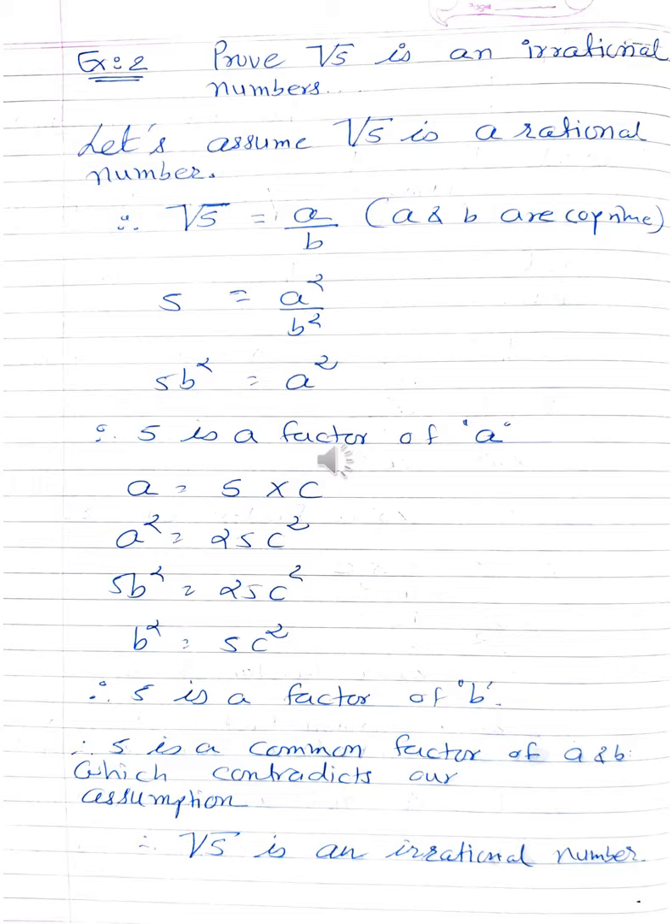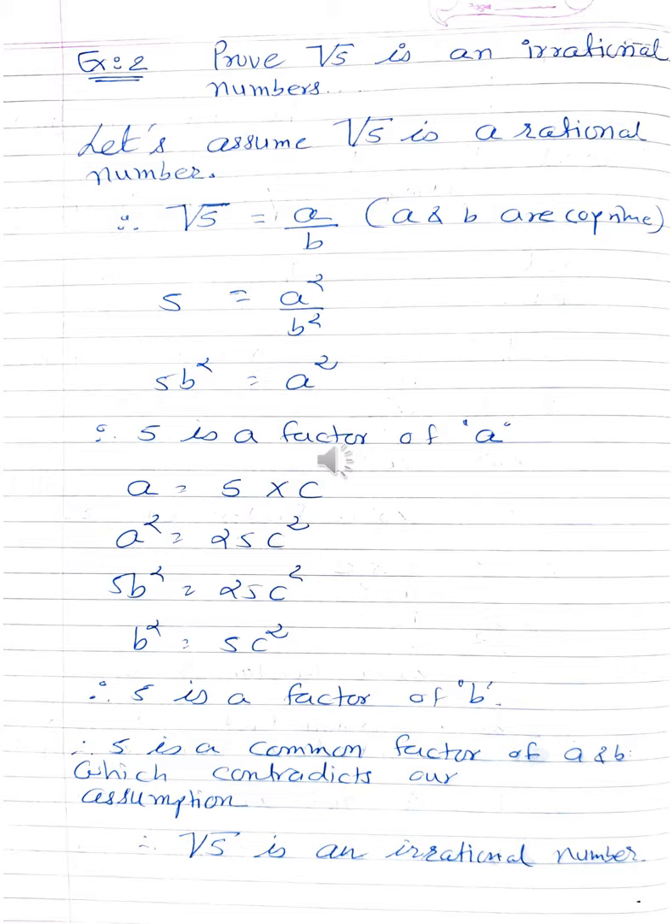So now in place of a square we are going to write 5b square. So 5b square is equal to 25c square. Using transposition, we can get the value of b square, which equals 5c square. So from this also we can write that 5 is a factor of b.